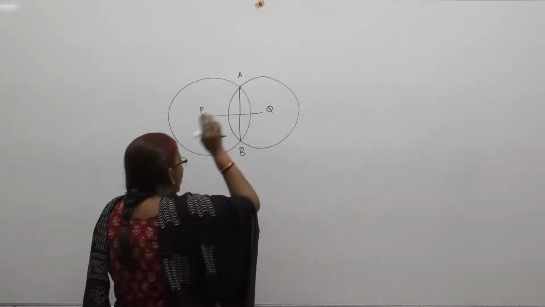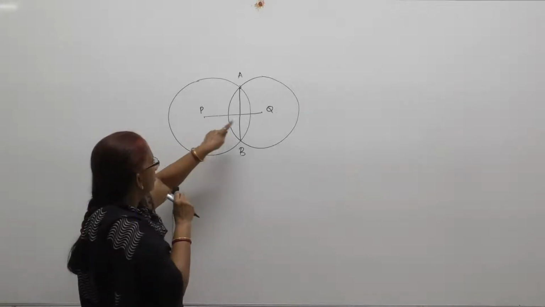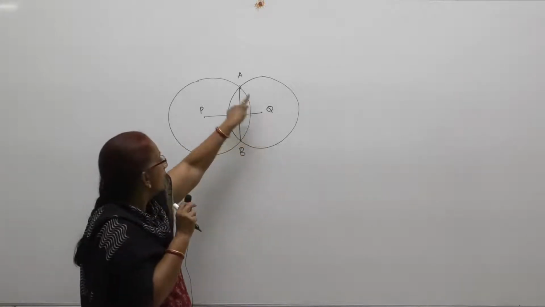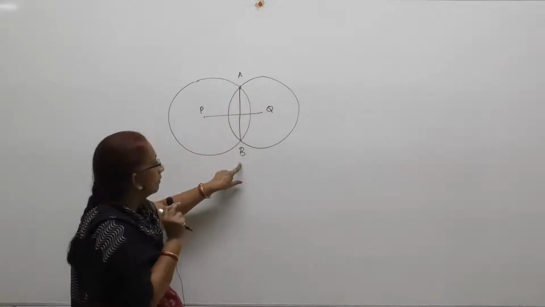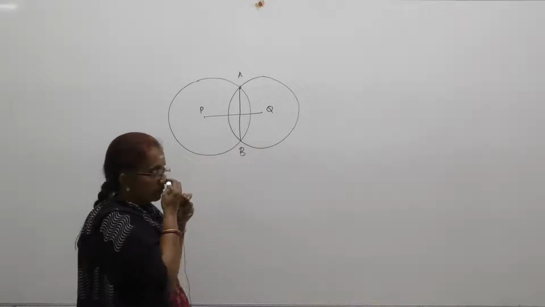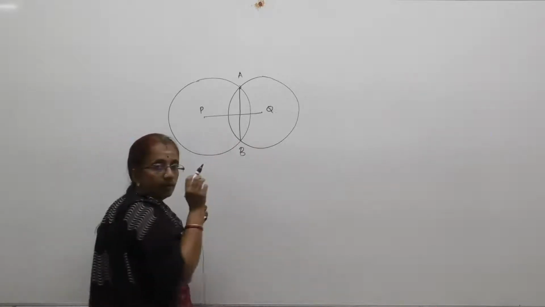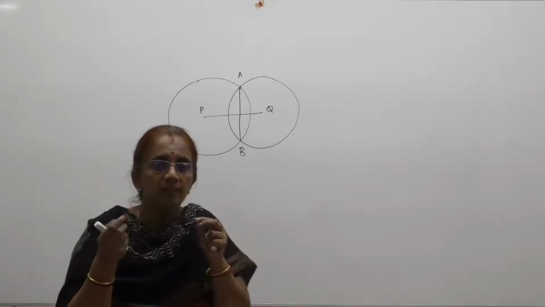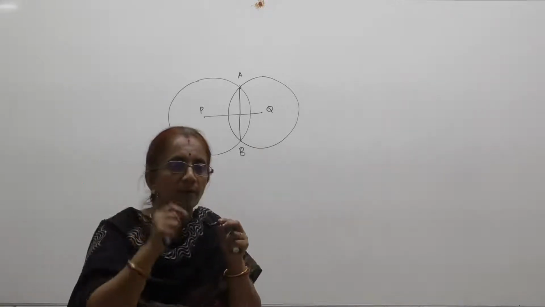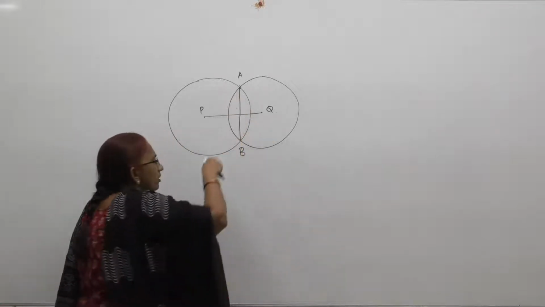This line, what you are supposed to prove is that PQ bisects the chord AB at right angles. Okay, that's what you need to prove. So what is given? Prove that the centers lie on the perpendicular bisector of the common chord, which means you need to prove that PQ is the perpendicular bisector of AB.